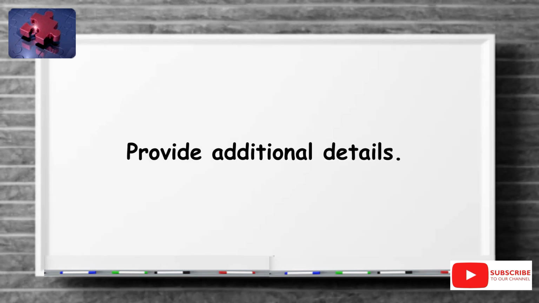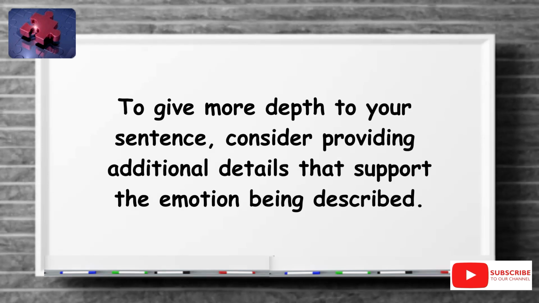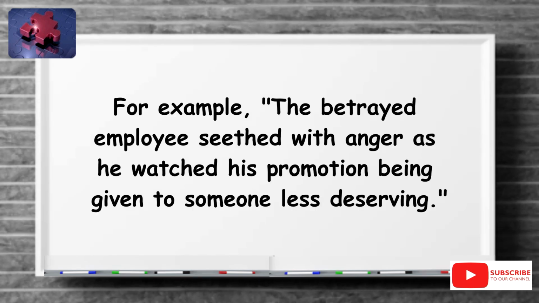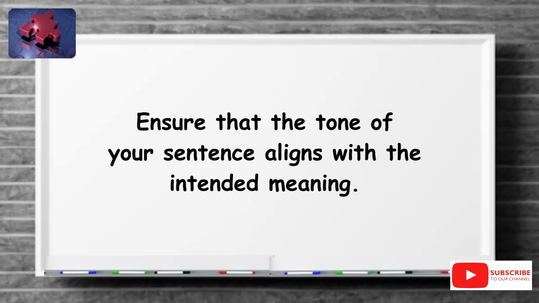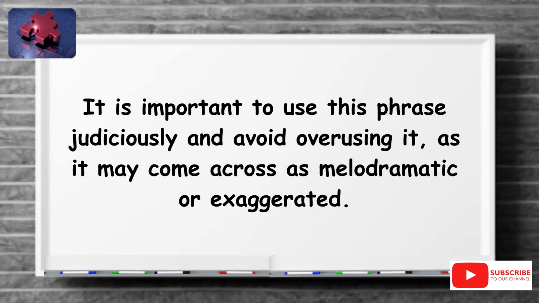Provide additional details. To give more depth to your sentence, consider providing additional details that support the emotion being described. For example, the betrayed employee seethed with anger as he watched his promotion being given to someone less deserving. Be mindful of tone. The phrase seethe with carries a strong negative connotation. Ensure that the tone of your sentence aligns with the intended meaning. It is important to use this phrase judiciously and avoid overusing it, as it may come across as melodramatic or exaggerated.